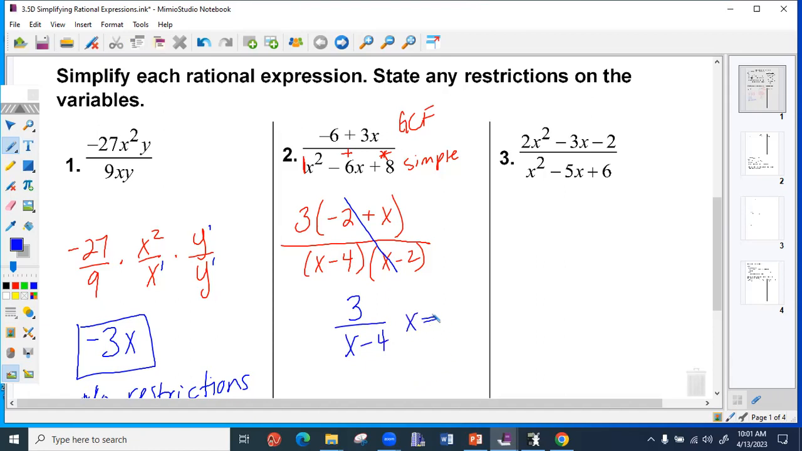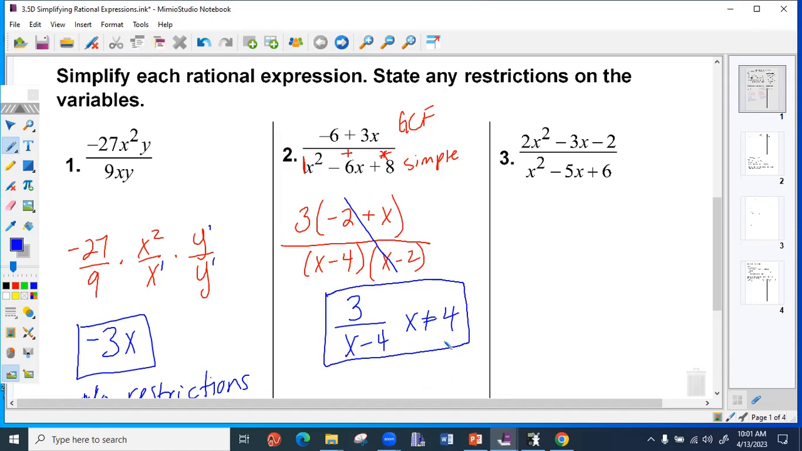And what can X not equal? 4. Why can X not equal 4? Exactly. It would make it equal to 0. And can we have 0 in the denominator? No. So the restriction is X doesn't equal 4.